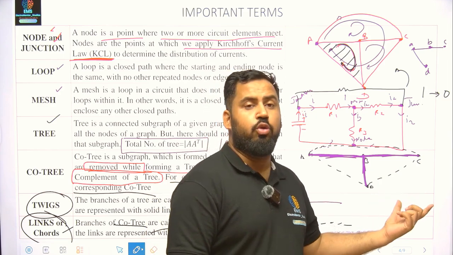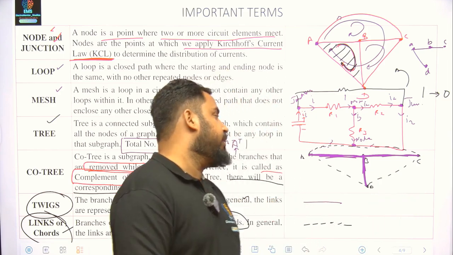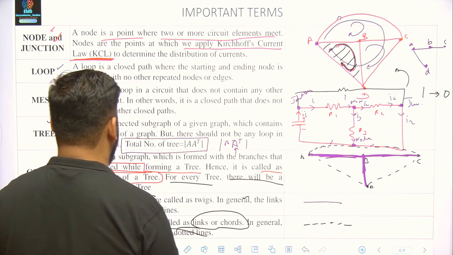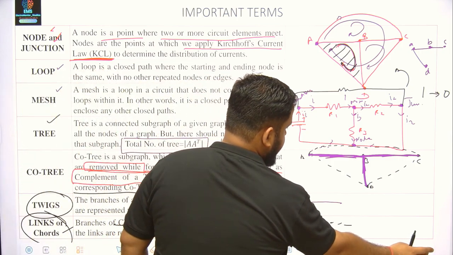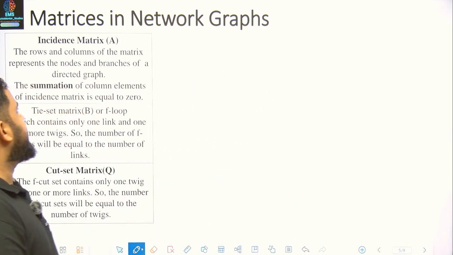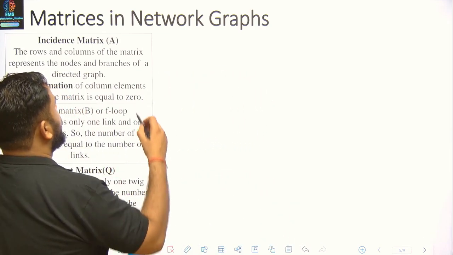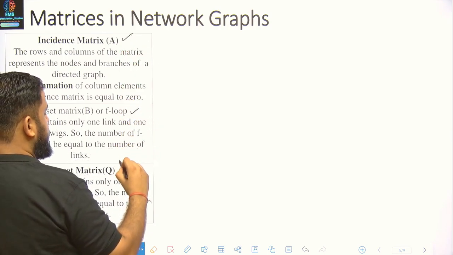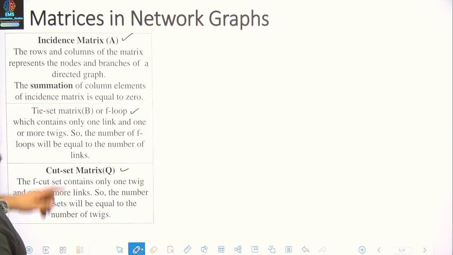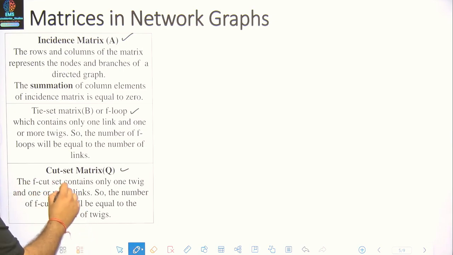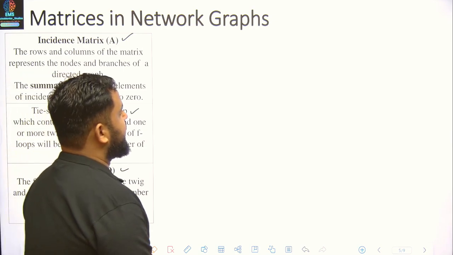Tree will not have any loop. Co-tree may have a loop. Okay, so let us move ahead and understand the matrices. In graph theory, we have three major matrices. One is the incidence matrix, another is the tie-set matrix, and the last one is the Q matrix.